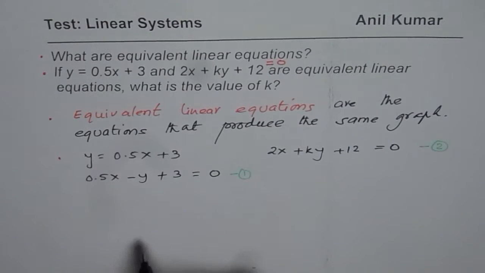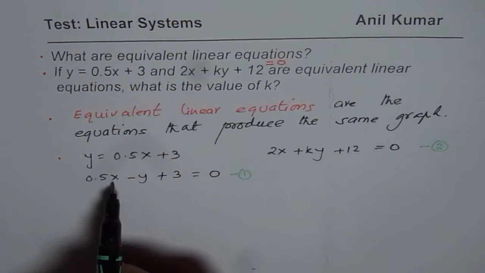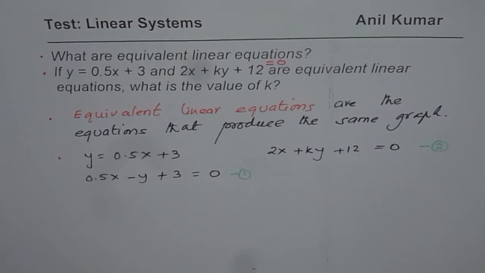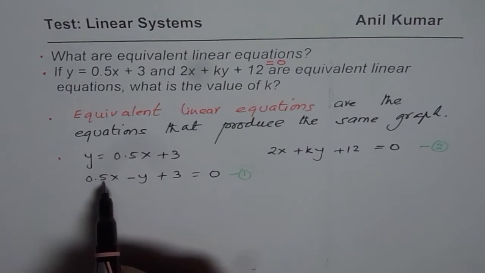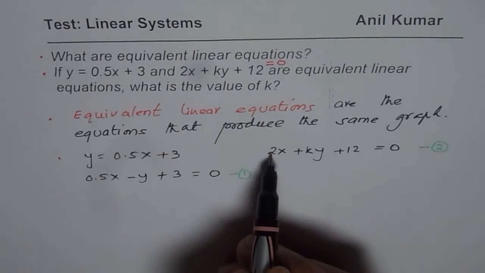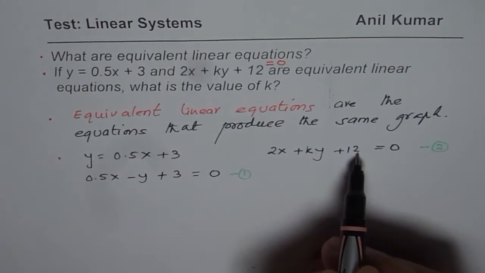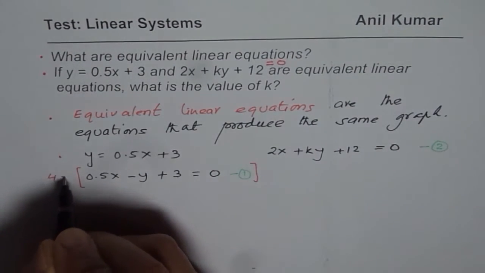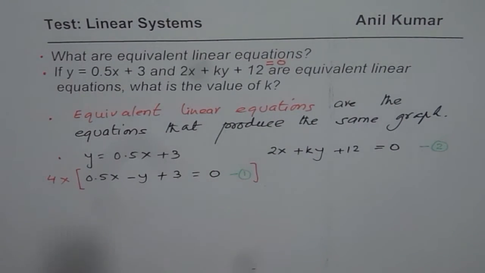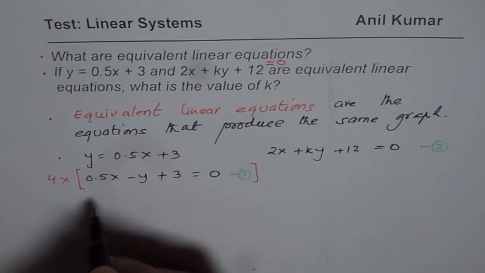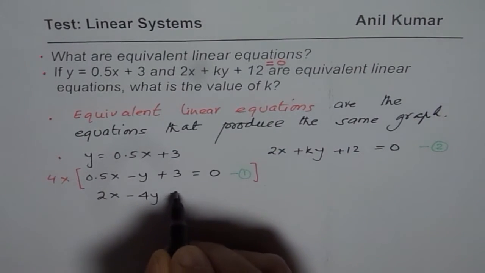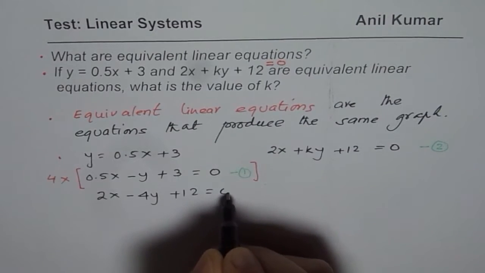Now if they are equivalent, then I should be multiplying this equation by a number and get exactly the other equation. Now looking into this, from 0.5 or half we need to get 2, from 3 we need to get 12. So it suggests that we can multiply this equation by 4. Right? So if I multiply the equation by 4, then what happens? Half of 4 is 2, so we get 2x minus 4y plus 12 equals 0.